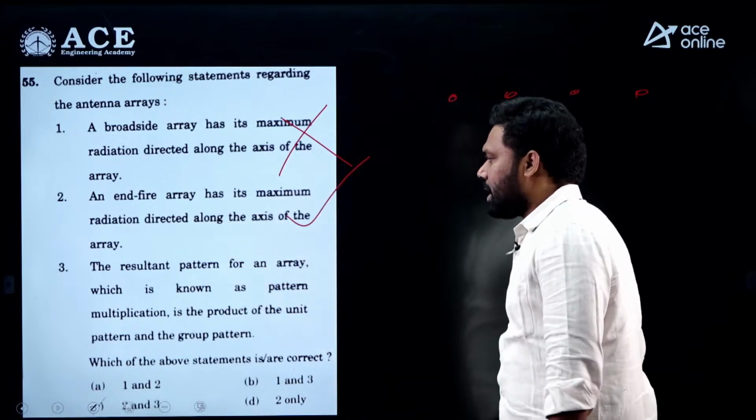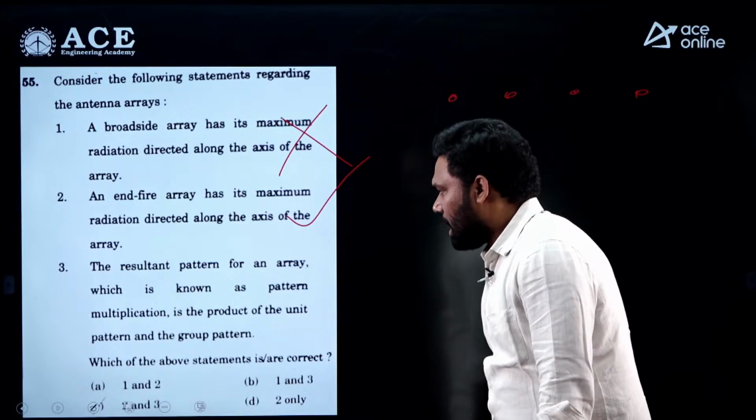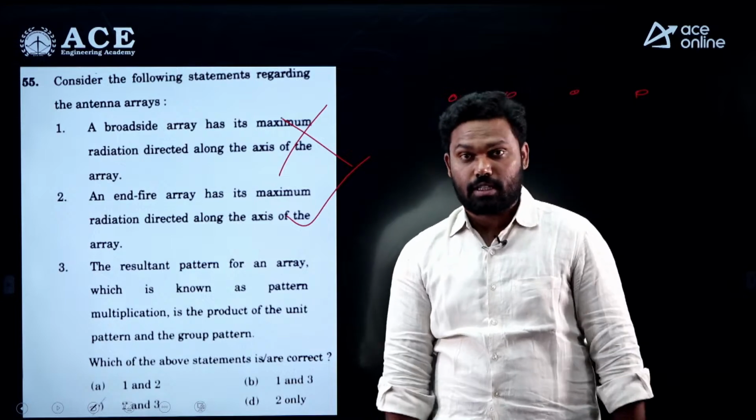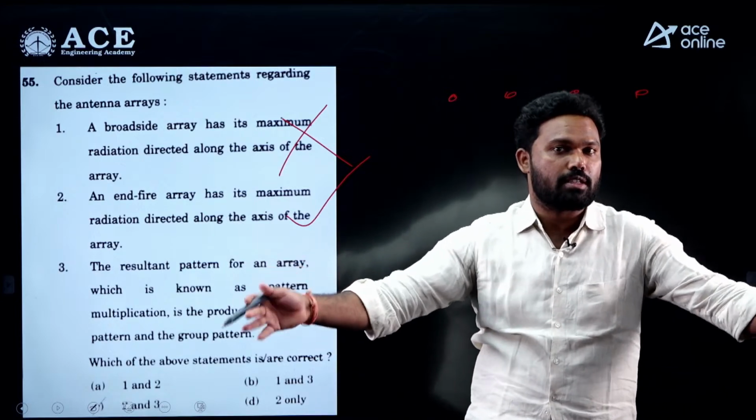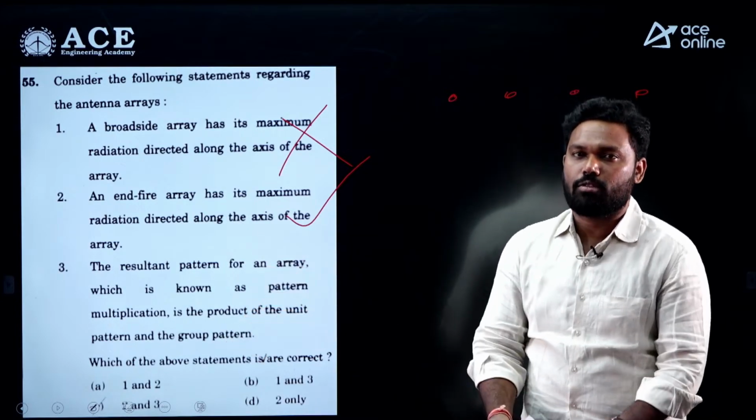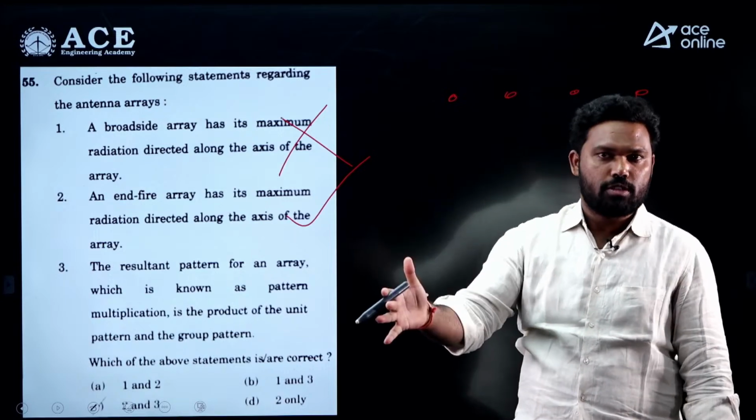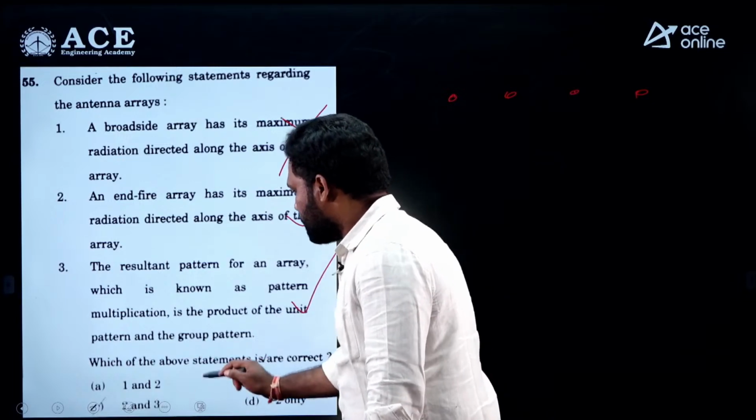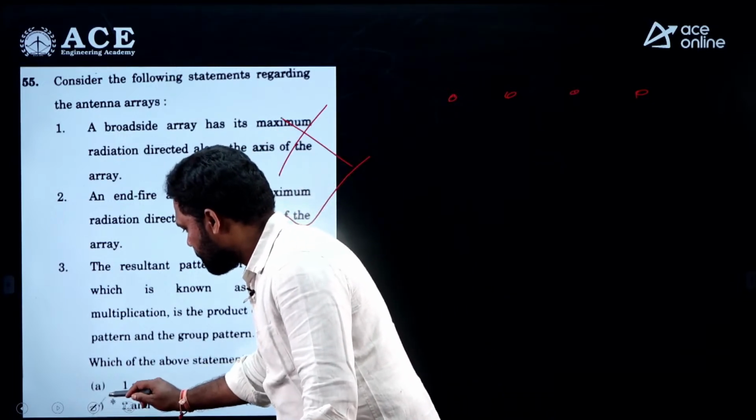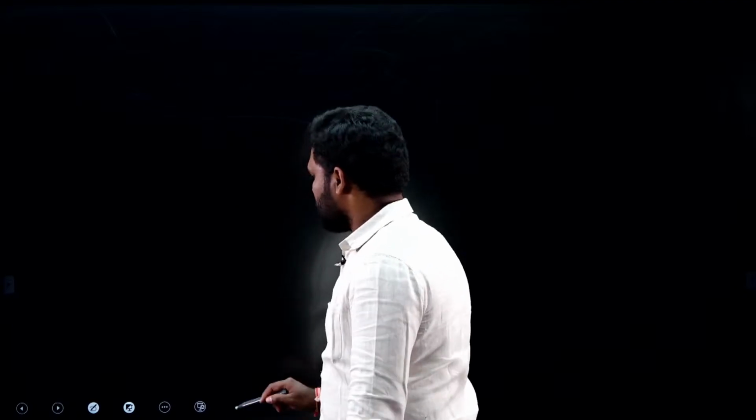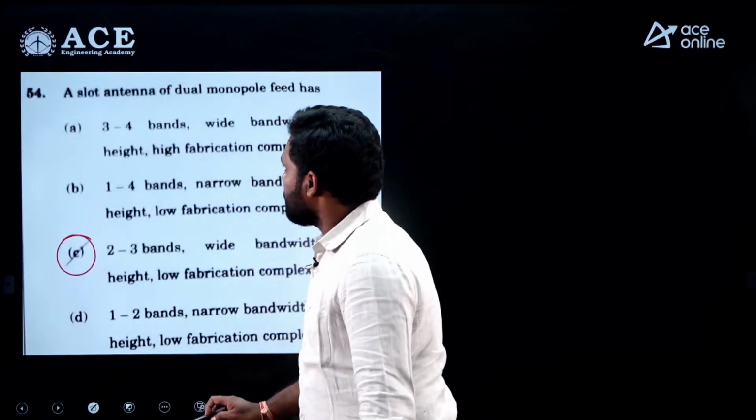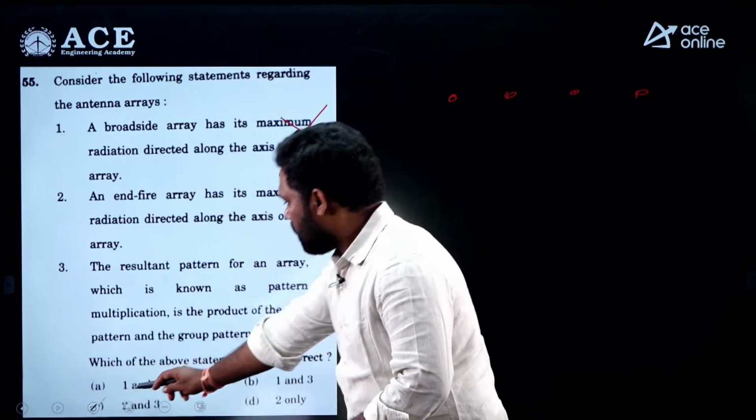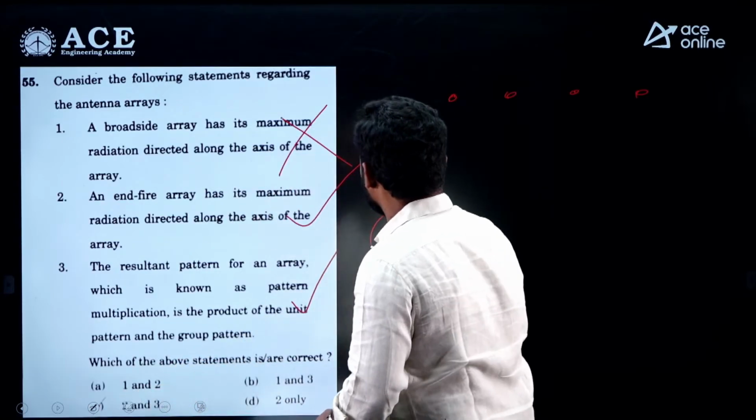Third one, the resultant pattern for an array, which is known as pattern multiplication, is a product of the unit pattern and group pattern. Yes, when you have a set of antennas, the resultant radiation pattern would be the group pattern times the individual pattern. So this is a correct statement. So the second one and third one are correct. Sorry, let me go back. Option C is the answer.